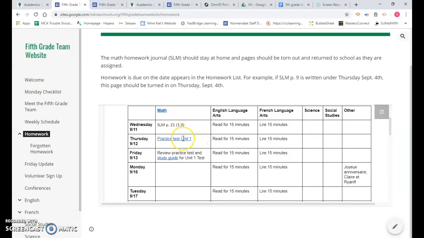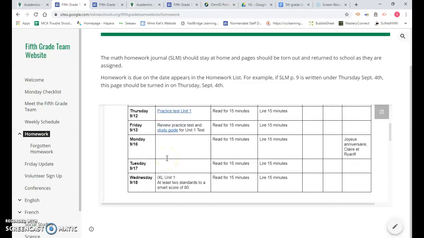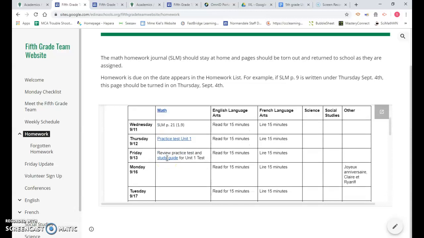Same for the practice test. This is a live link, so if your student doesn't remember receiving a hard copy or misplaced the hard copy, they can always come here to find it. Anything that is highlighted is a live link and might be helpful for students if they're missing something.